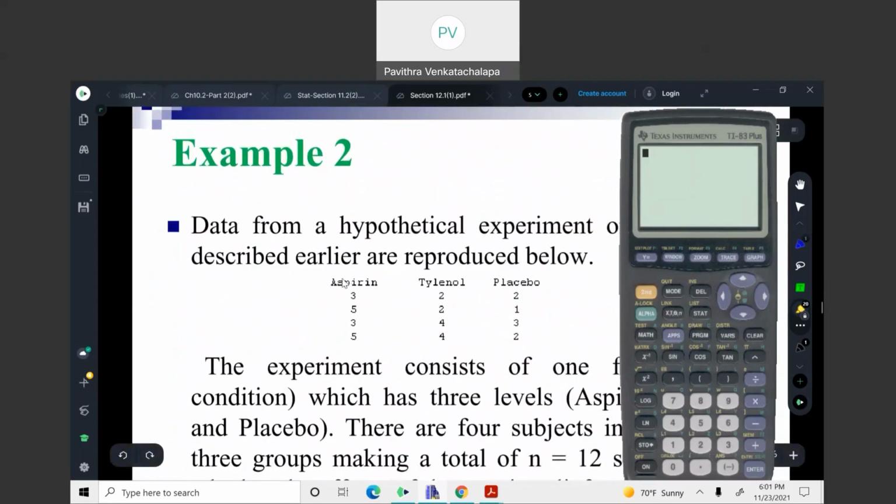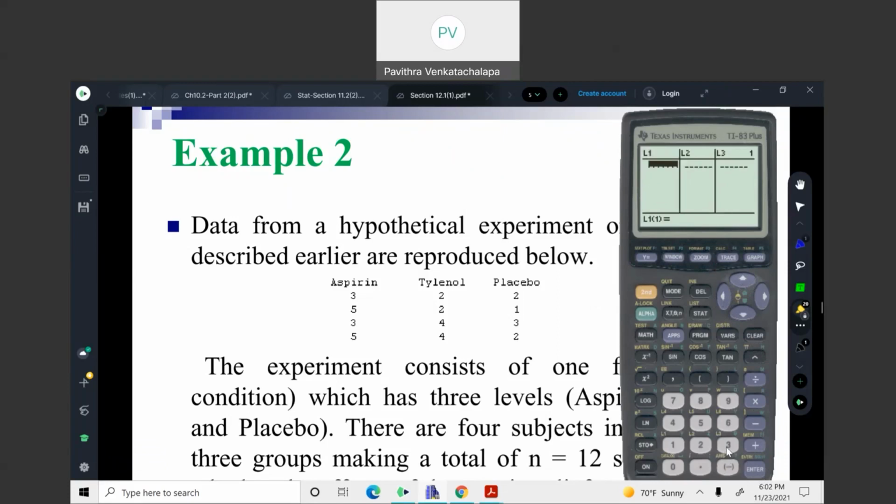Now this is the data given and we are supposed to find the p-value, right? This is how we do. Go to stat, edit. Let me clear these columns first. Clear, enter, L3, clear, enter, L2, clear, enter, L1, clear, enter.